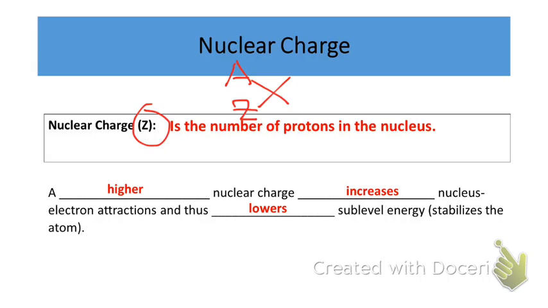Now, remember, the valence electrons are the most important electrons in the atom. The valence electrons are going to determine the chemical properties of the atom. And the nuclear charge, or the force of attraction between the nucleus and those valence electrons, is going to have an impact on the overall properties of the atom. So what we find is that a higher nuclear charge increases the nuclear-electron attractions, and thus lowers the sublevel energy that stabilizes the atom.